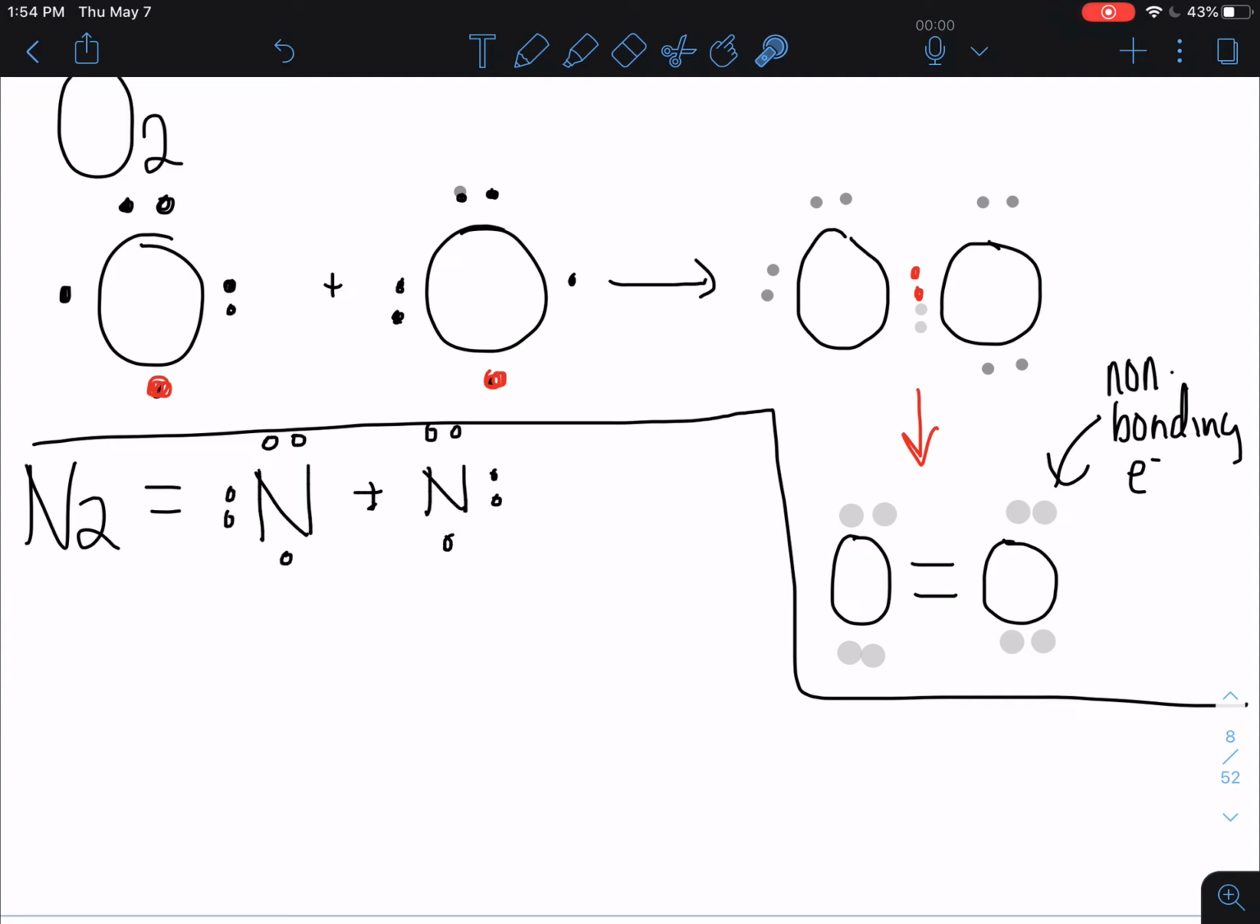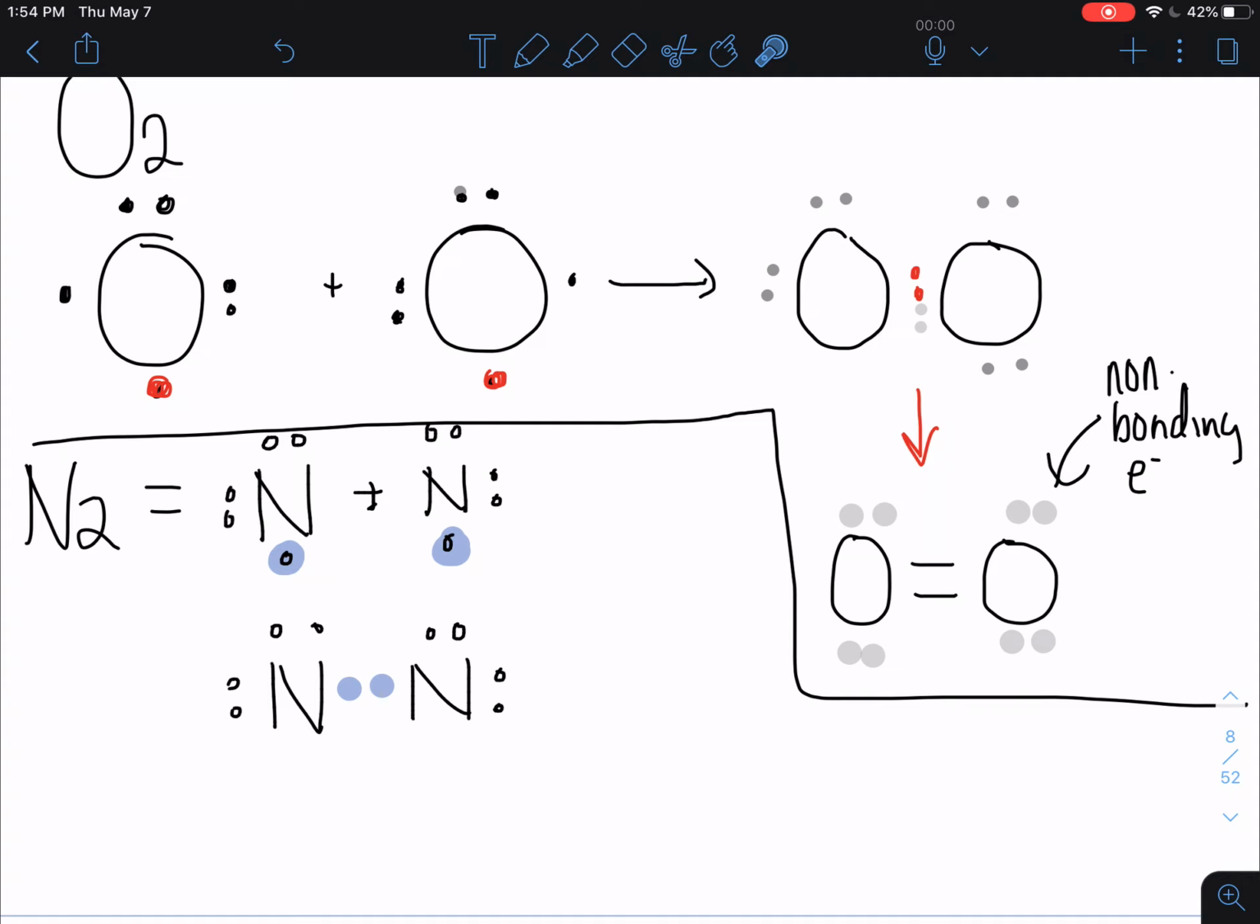All right. So the first thing we can do is take these 2 guys, right? I'm going to draw, and make them bond. Okay, that's good. So now each nitrogen is going to have 1, 2, 3, 4. But this nitrogen only has 6, and this nitrogen only has 6. So we need 2 more.